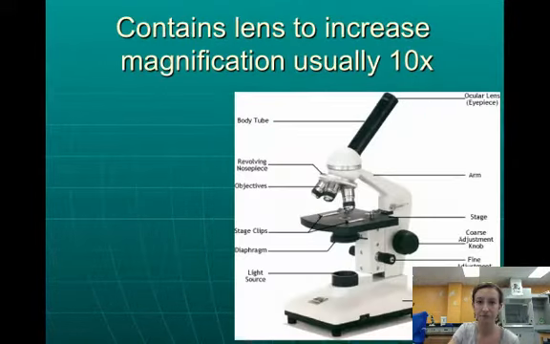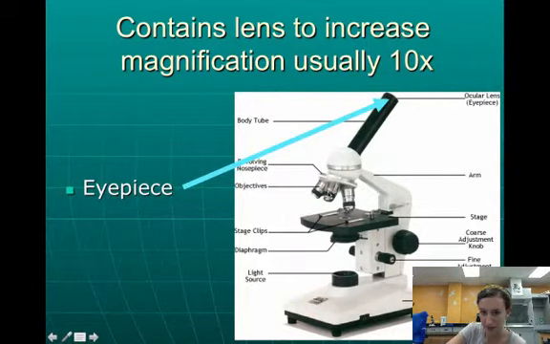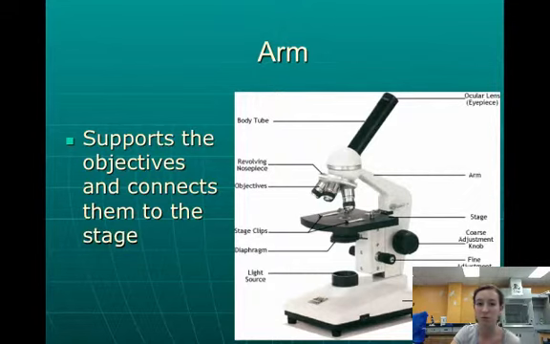Parts of a microscope. So, the eyepiece contains the lens to increase magnification, usually by 10 times. I didn't talk about this too much on Friday, but our microscope has more than one type of lens. There's a lens inside the ocular lens, inside the eyepiece, and there are lenses inside the objectives. So actually, we're magnifying this objective by 10 times. The arm of the microscope supports the objectives and connects them to the stage. You also have to hold it. One of your hands has to be on the arm.